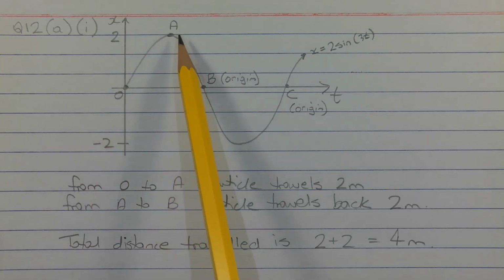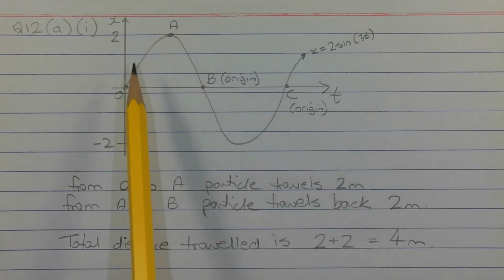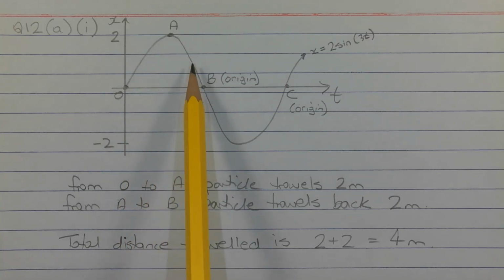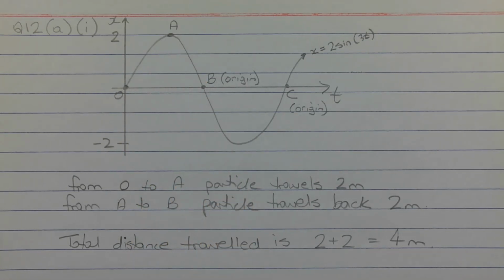Then it's going to move back toward the origin. So this is the first time it reaches the origin after t equals 0. So that means it's moving 2 meters to the right-hand side till it gets to point A. Then it's going to move 2 meters back until it gets back to the origin again. So 2 meters forwards, 2 meters back, obviously gives us a total of 4 meters. And I've stated that here. So from O to A, the particle travels 2 meters, and then from A to B, the particle travels back 2 meters. So the total distance traveled is 2 plus 2, which gives us 4 meters.